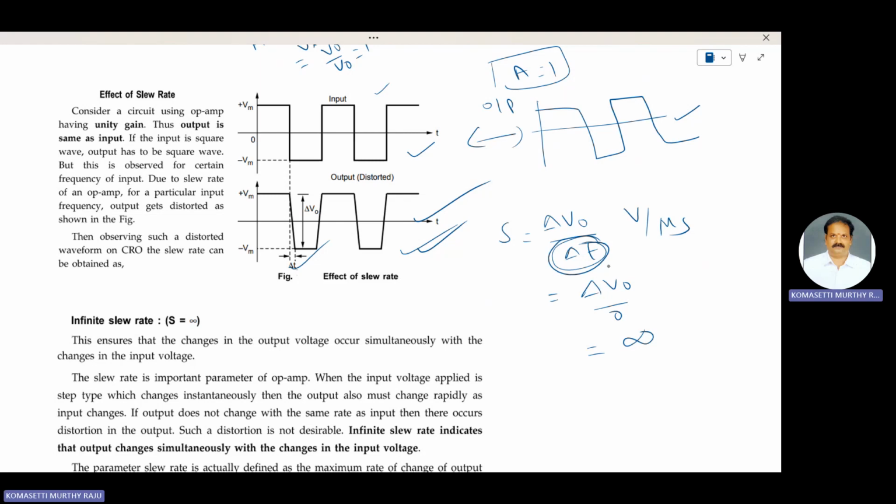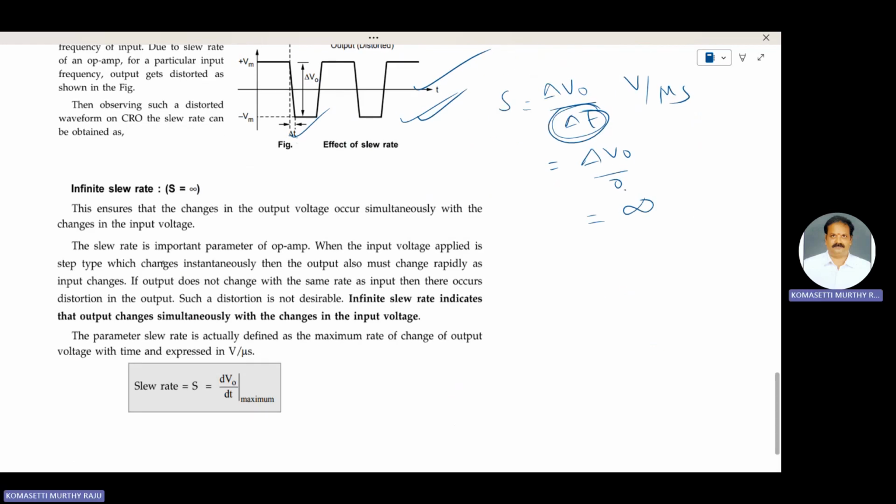Ideally, it is 0. Practically, it is not 0; it has some value. When delta T is a low value, the slew rate is maximum. Generally, the slew rate S is equal to infinity. This ensures that the changes in the output voltage occur simultaneously with the changes in the input voltage.